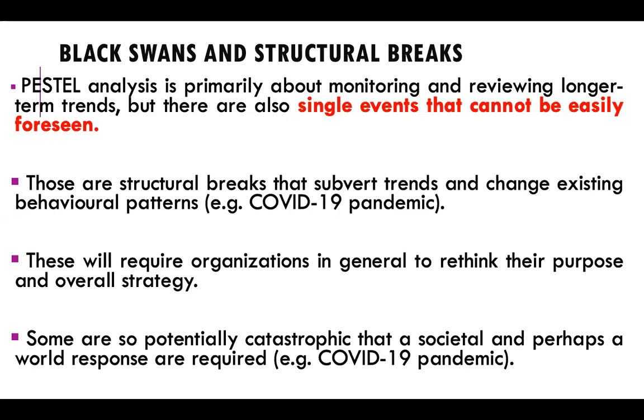All right, so PESTLE analysis is primarily about monitoring and reviewing longer term trends, but there are also single events that cannot be easily foreseen. Those are structural breaks that subvert trends and change existing behavioral patterns. An example in our recent times is COVID-19. So black swans, just like COVID-19, was some health issue or something that happened in time past, and that is why this subheading is named that way. But in recent history, what we can use as an example is COVID-19, all right?